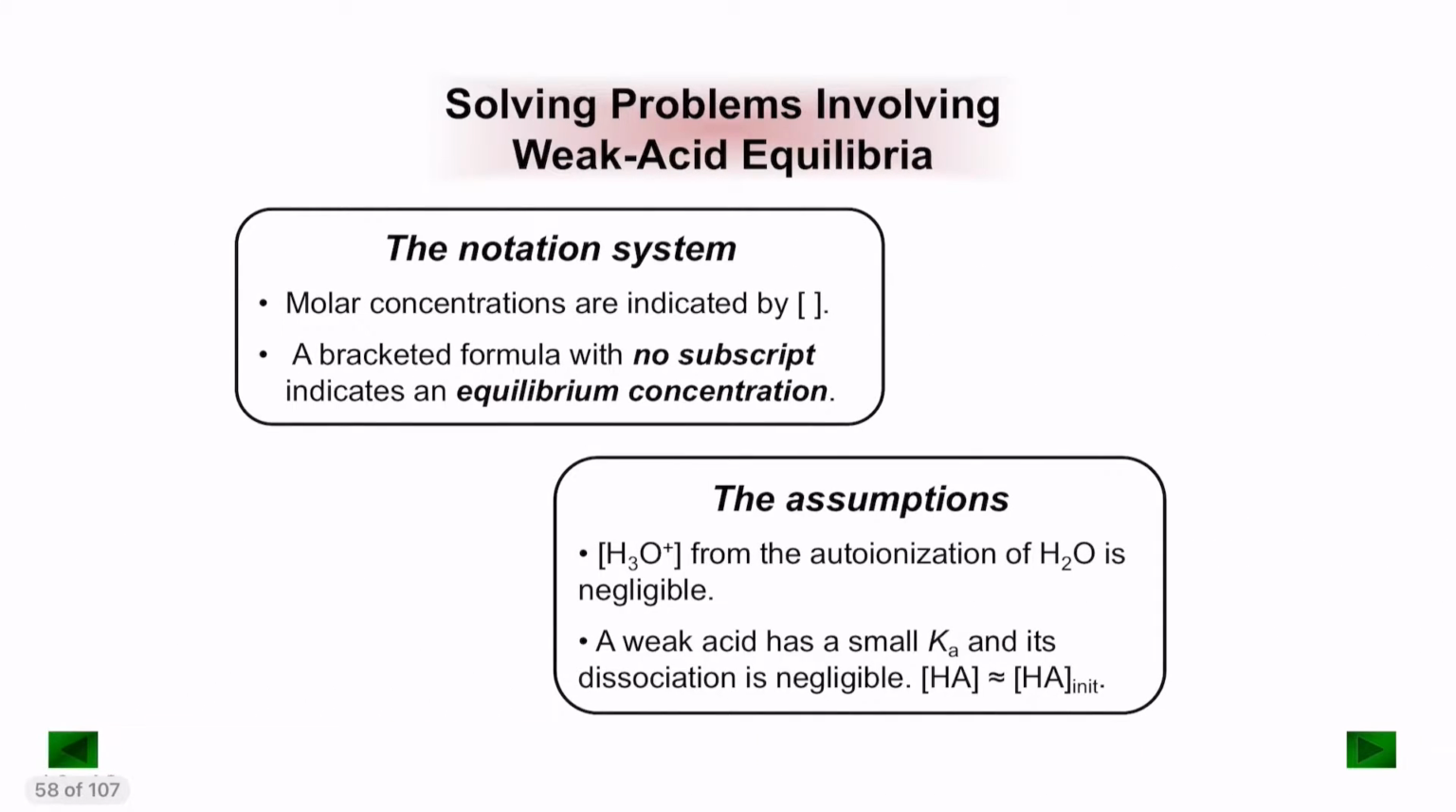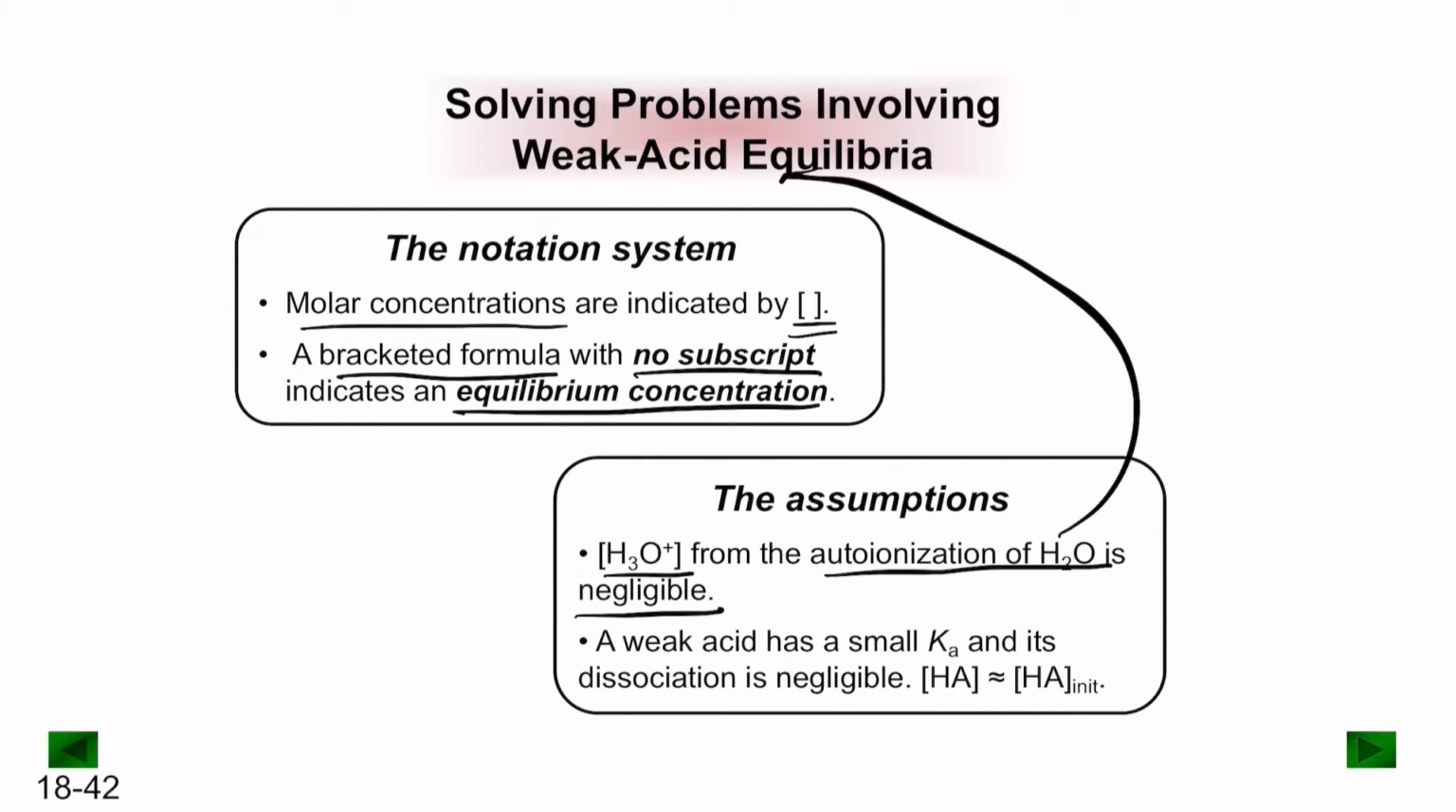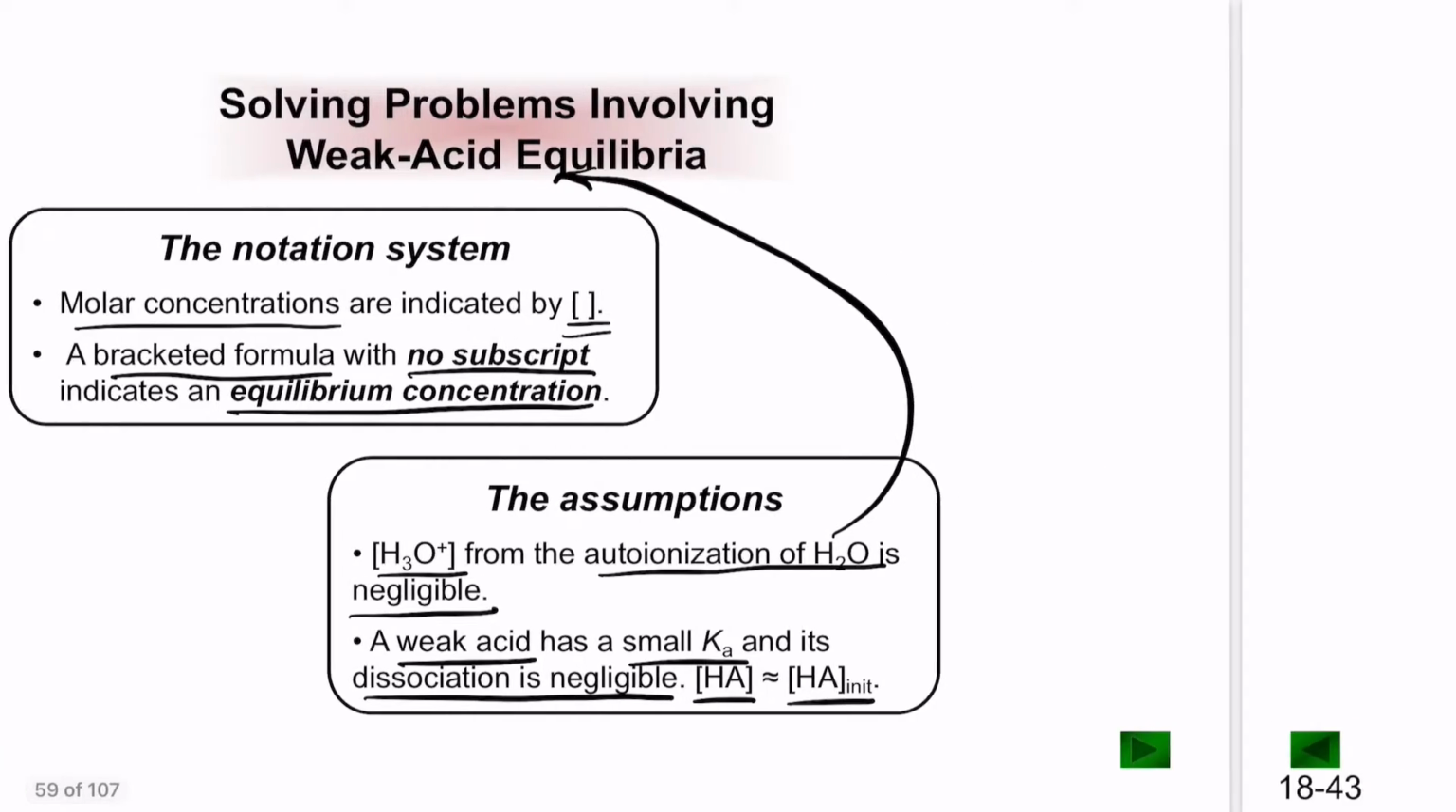So here the notation system generally uses molar concentrations indicated by the brackets. And whenever you have a bracketed formula with no subscript, it indicates that it's an equilibrium concentration. And the assumptions are that H3O plus from autoionization of H2O is negligible. Remember that this is because of the weak acid. A weak acid has really small Ka, so its dissociation is negligible, which means that the equilibrium concentration is the same as the original concentration.